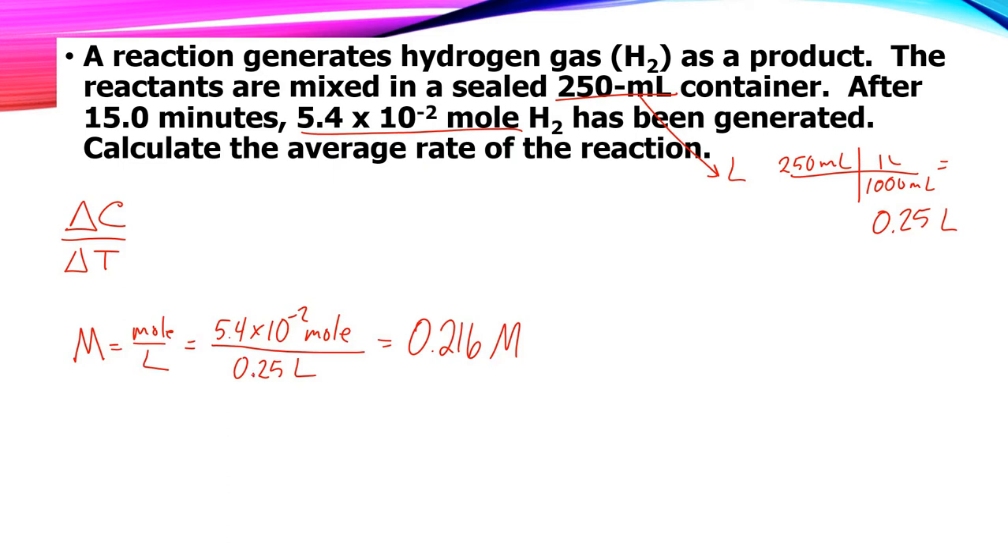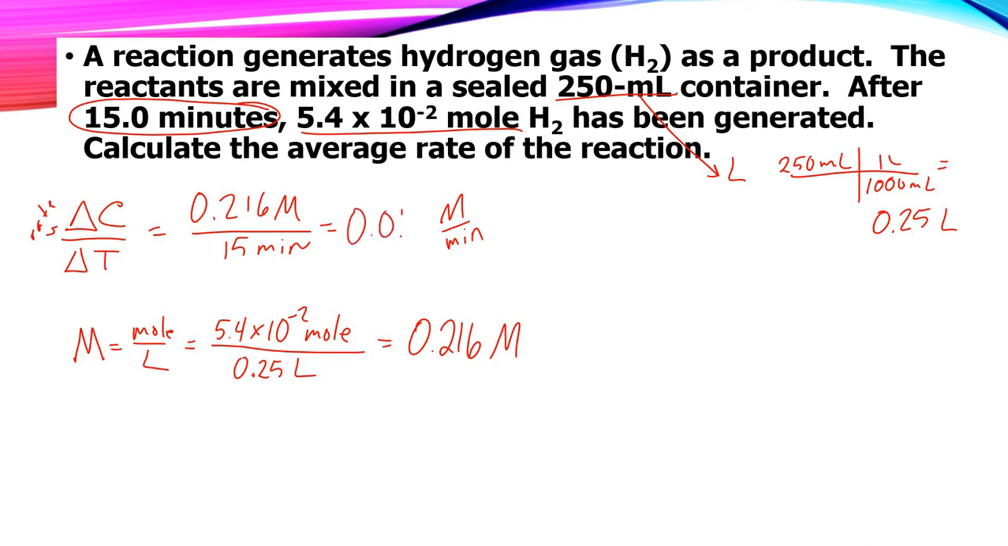Okay, now we've got the molarity, we've got the total time, right? The change in time from 0 to 15 minutes. So now we're just going to take, and this is equal to rate, 0.216 molar divided by 15 minutes. What's my rate? 0.0144. Okay, molarity per minute.